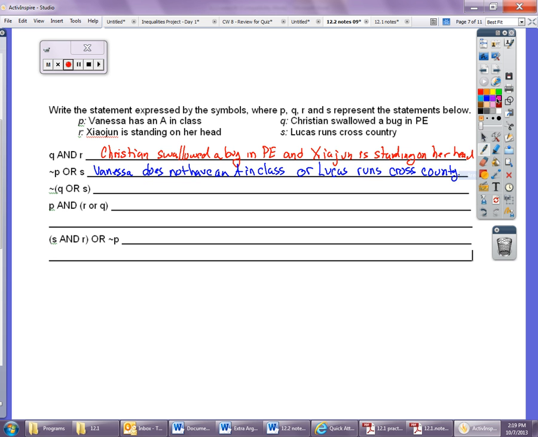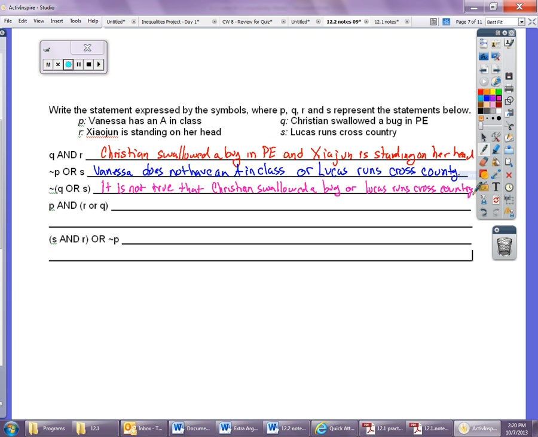Now when we look at this next one, we're negating this entire thing. So what we can say is that it is not true that Christian swallowed a bug or Lucas runs cross country. So that's not true. We're saying it's not true that Christian swallowed a bug or Lucas runs cross country.